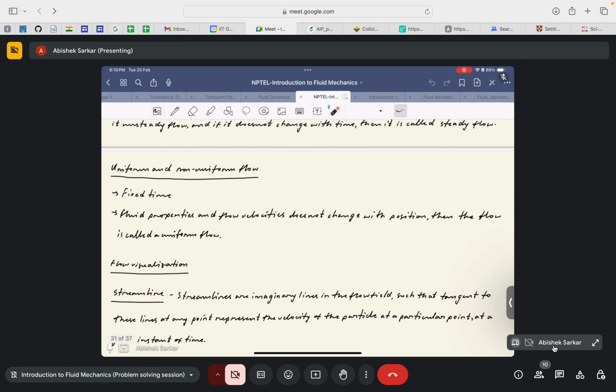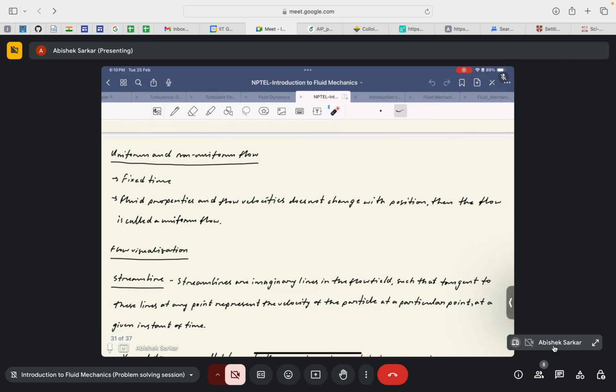Then comes the concept of uniform and non-uniform flow. Again, this analysis of uniform and non-uniform flow is for a fixed time, because we need to see how the flow property changes with space or the spatial coordinates for a fixed instant of time. So formally defining it, if fluid properties and flow velocities do not change with position or the spatial coordinates, then the flow is called a uniform flow, otherwise it's called a non-uniform flow.